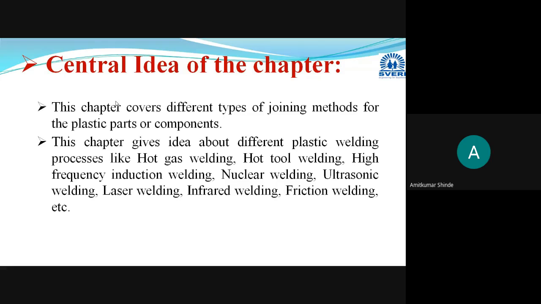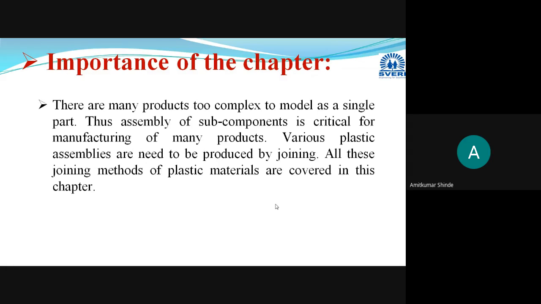Different welding processes or methods, and in that we are going to study hot gas welding, hot tool welding, high frequency induction welding, nuclear welding, ultrasonic welding, laser, infrared, and friction welding. This is the central idea of this chapter, and why it is important to study it, I have already explained.